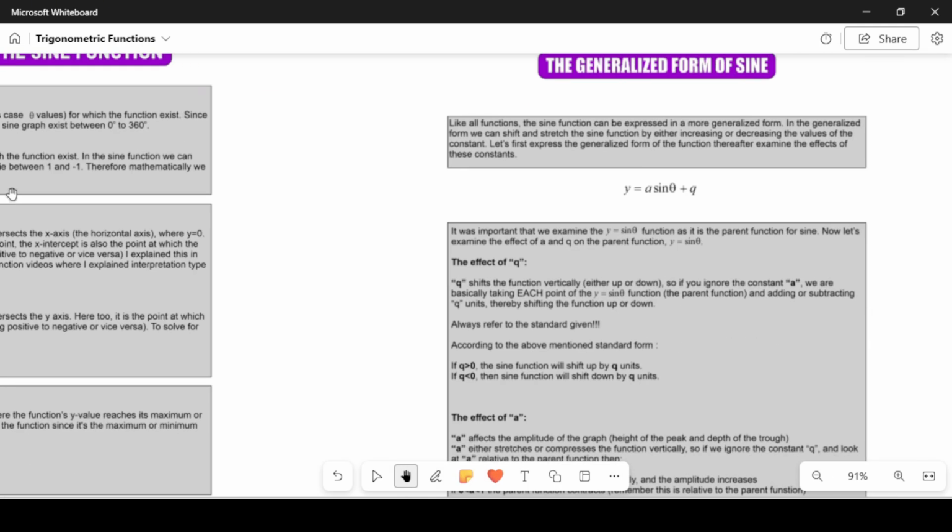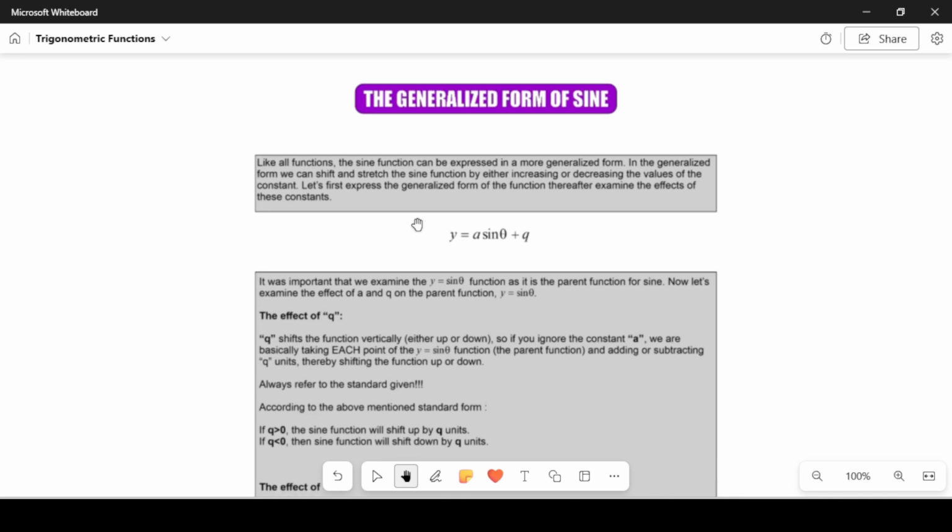So now we can move over to the generalized form of sine. Like all functions, the sine function can be expressed in a more generalized form. In the generalized form, we can shift and stretch the function by increasing or decreasing the values of the constants. Which constants? These constants here, a and q. Let's first express the generalized form of the function, thereafter examine the effects of these constants. So this is the most generalized form, where we say y is equal to a sine theta plus q.